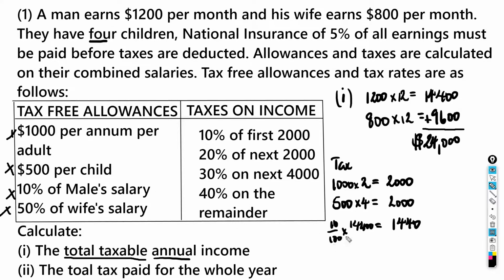Then you have 50% of the wife's salary, which is 50% of 9,600, and this is actually 4,800. Then the last thing we need to subtract is the 5% of all earnings before taxes are paid. That's another tax-free amount. So 5% multiplied by 24,000, because that's all the earnings they earn, should actually be equal to $1,200.